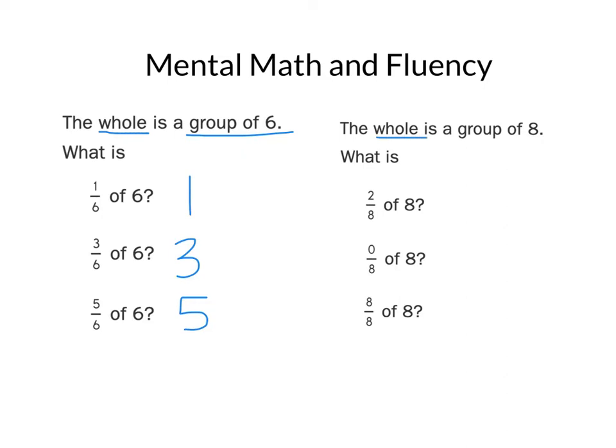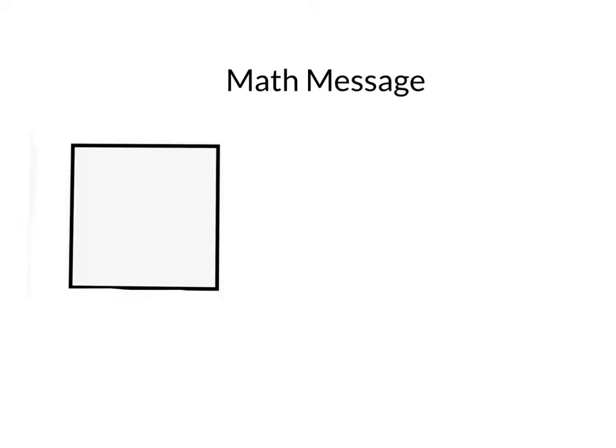All right, now we're going to go ahead and look at the next one. It says the whole is a group of 8. What is 2/8 of 8? And we would say 2/8 of 8 is 2. 0/8 of a group of 8 is 0. And 8/8 of a group of 8 is 8. Great work.